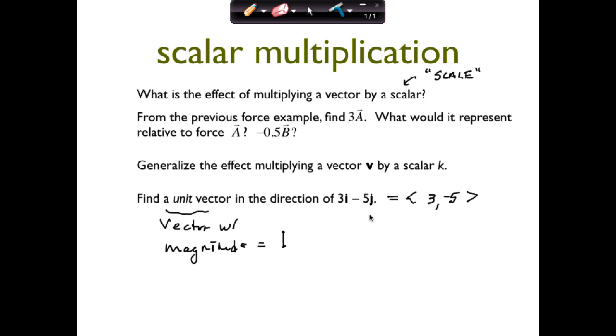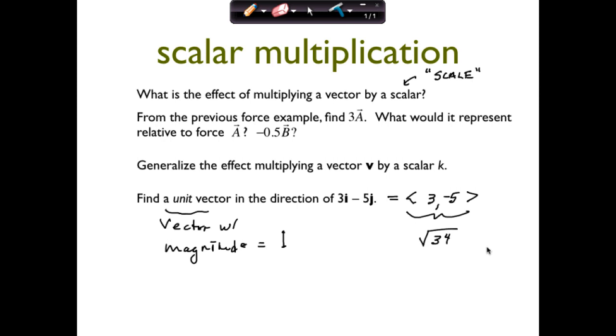Okay. So what do we want to do? I want the same direction as this, but with a magnitude of 1, because I want a unit vector. So that means scaling that vector, right? What is the magnitude of 3, negative 5? Square root of 34. So how would I need to scale that so that its magnitude is 1? 1 over square root of 34.